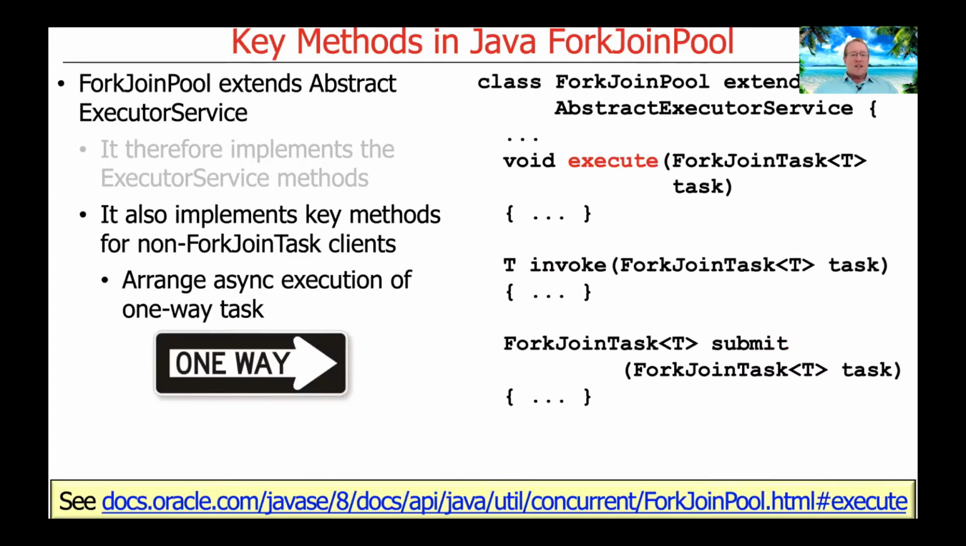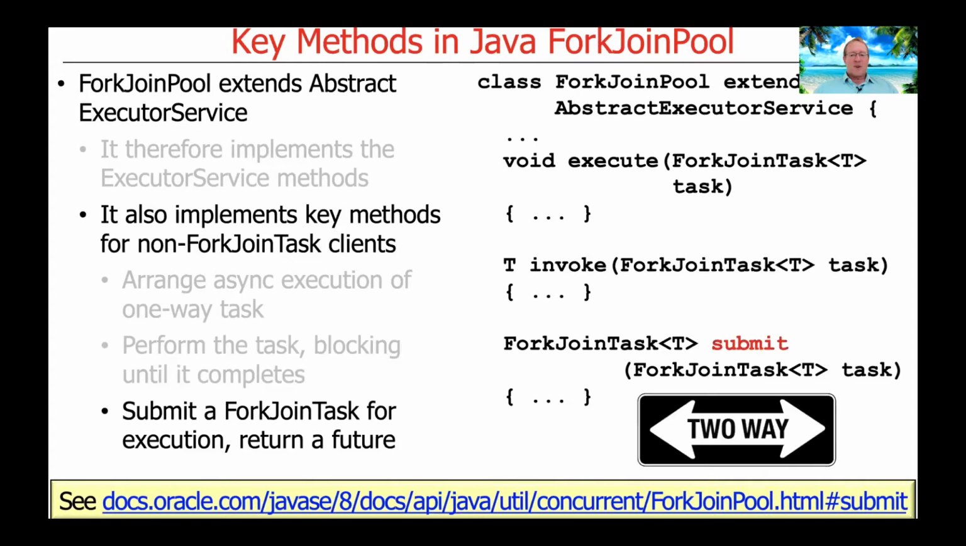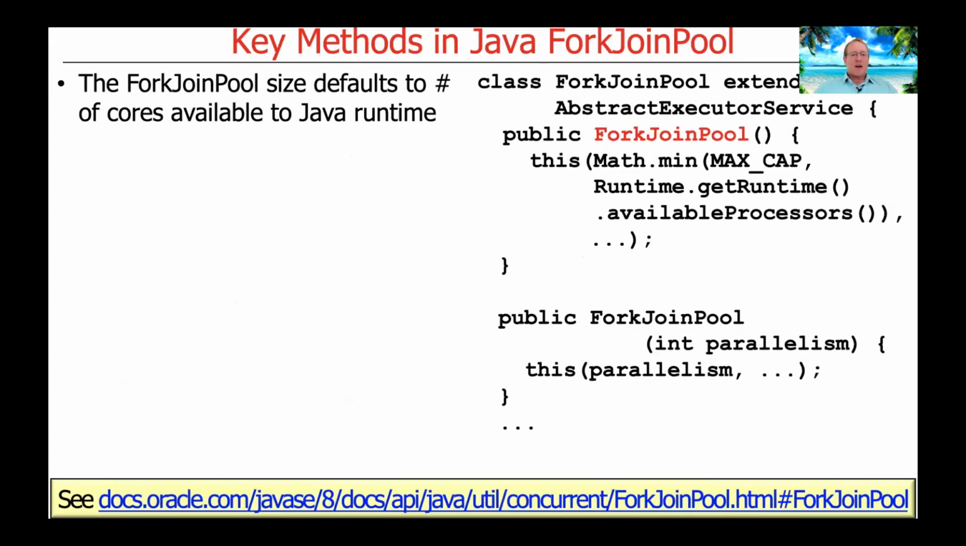So first is the execute method that arranges the async execution of a one-way task. Invoke performs a two-way task, blocking until the task is done. So that basically is like a two-way synchronous call. And then the third method, submit, will submit a fork join task that will run asynchronously, and it returns a future, and that future is a fork join task. If you were to look very carefully, you would see that fork join task ultimately implements the future interface. So it gets all the methods from future as well.